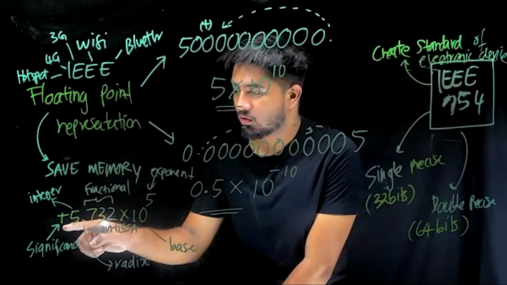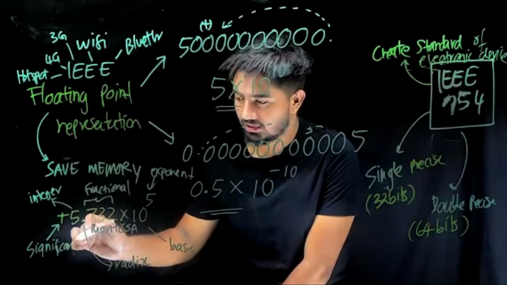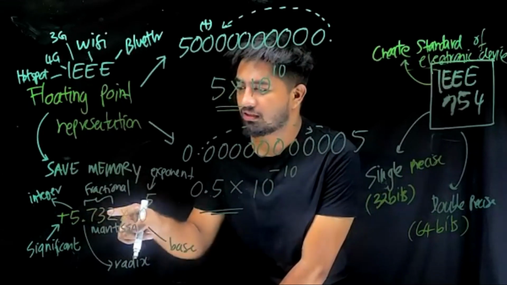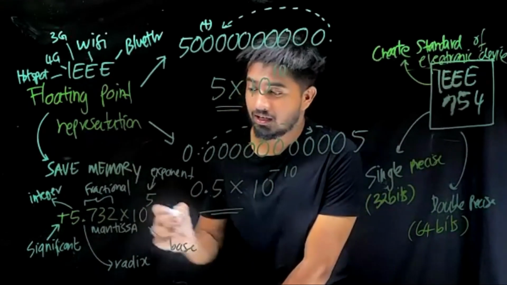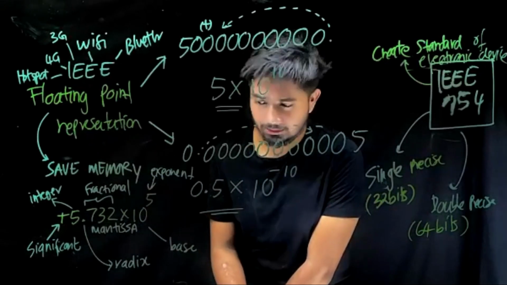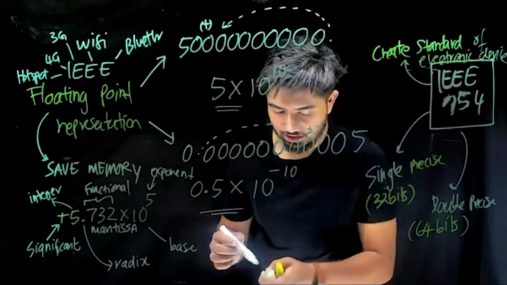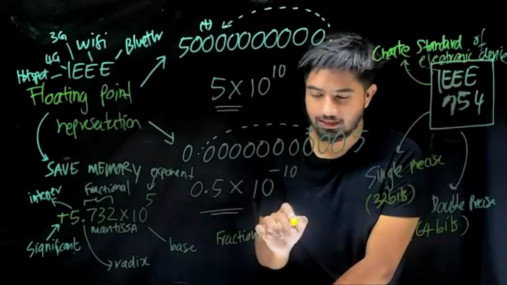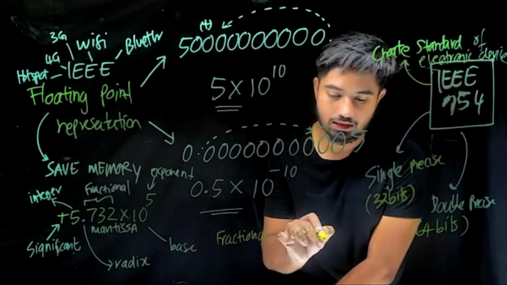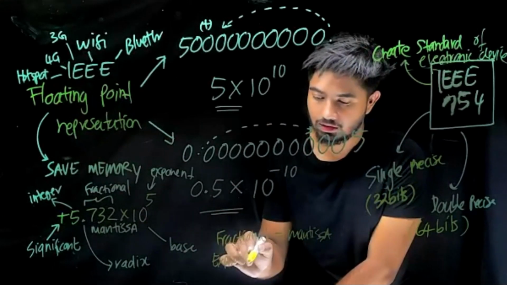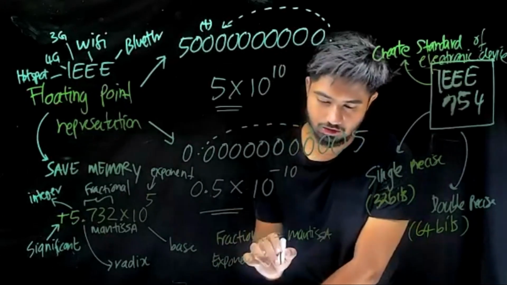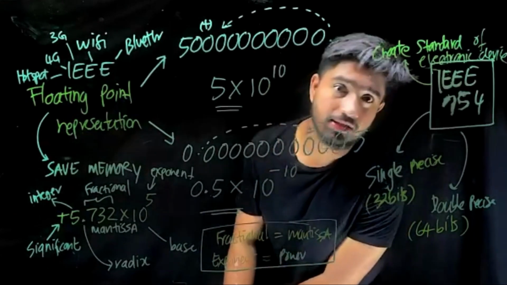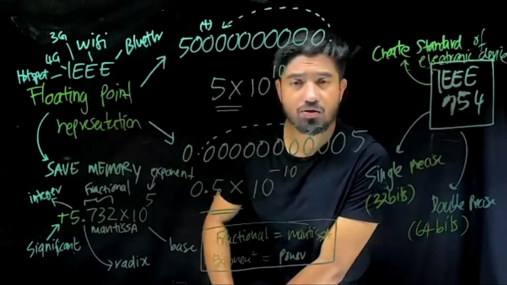So you have the plus or minus sign, then the significand: the integer part, the decimal point, and the fractional part. The integer is that 5. The decimal point is the radix. 732 is the fractional part, the mantissa. 10 is the base, 5 is the exponent. Exponent, not the power. So you can say it this way: the fractional part is the mantissa, and the exponent is the power. Make your notes, because whatever you are writing right now is the most important section. So make sure you complete it.